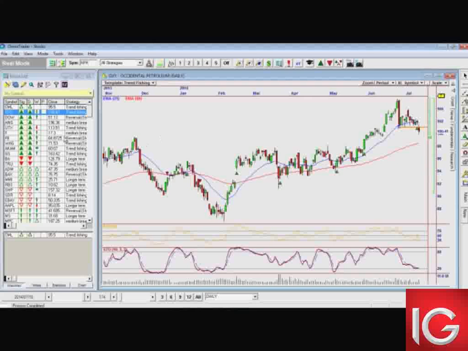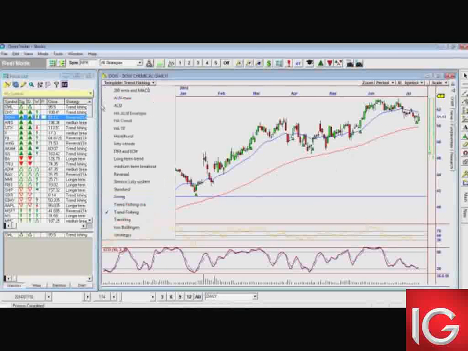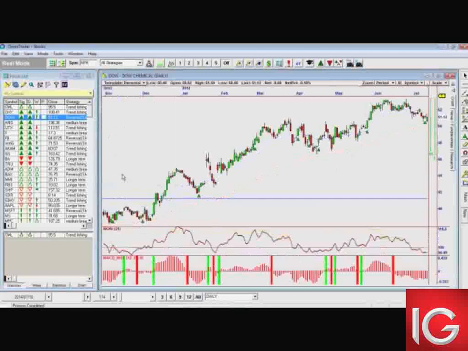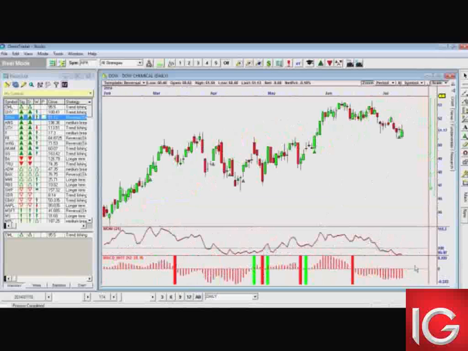Dow Chemical. Again, trend is up. It's fired a reversal pattern, so we can just load up the reversals here. And we can see that momentum is well oversold. We've got the MACD histogram giving us a little bit of divergence over there. And we have a buy signal.